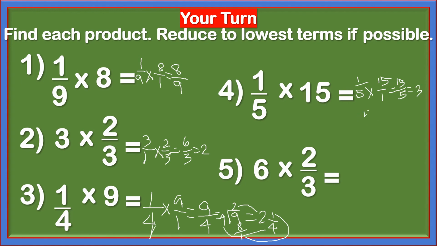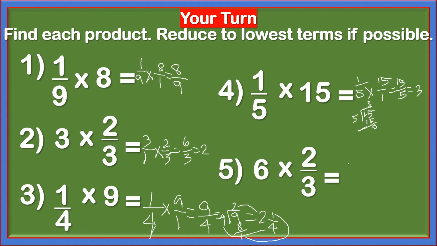Kasi nga ito, 15 divided by 5 is 3. 3 times 5 is 15. It will now become 0. So the answer is 3. Wala nang ibang ilalagay. 3 na lang. Kasi 0 naman dito yung remainder. Walang remainder. Pag walang remainder, yun na yun. Yun lang yung answer niya. Pero pag may remainder, magiging mixed number siya.